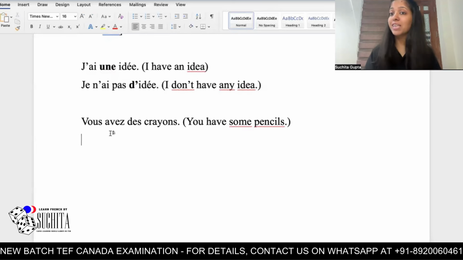Okay, so the next example on your screen is vous avez des crayons. The verb over here is avez, which is again the verb avoir. Now, in order to make it negative, you'll put ne before the verb and pas after the verb. But since your verb begins with a vowel a, ne will change into n apostrophe. So vous avez will become vous n'avez pas. And after that, what you have is the indefinite article des. In order to make it negative, of course, this des will change into de.